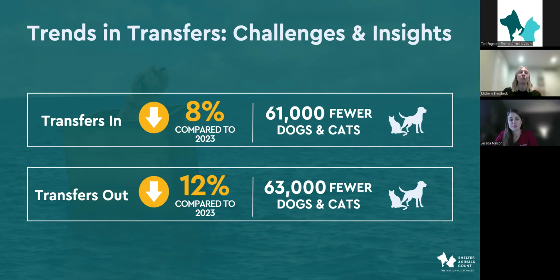And then a similar trend for transfers out. There was a decrease of 12% in the first half of 2024 compared to the first half of 2023, which translates to about 63,000 fewer dogs and cats. Something important to keep in mind, you might be thinking, why are these two different? Transfers in do also come from non-animal welfare sources. And so that does cause the difference in trends sometimes, because typically we have more transfers in than transfers out, because again, we do have additional sources of animals coming in that way.